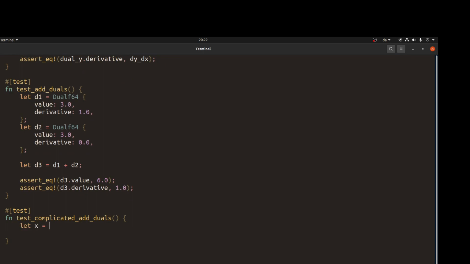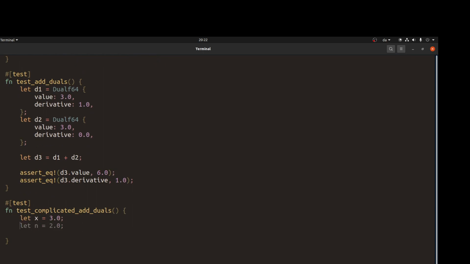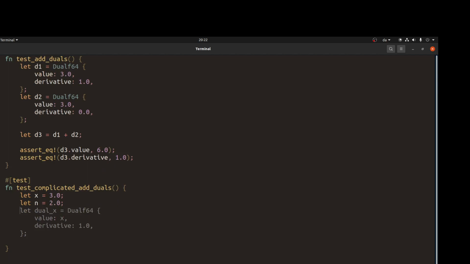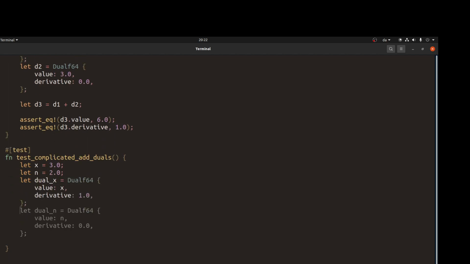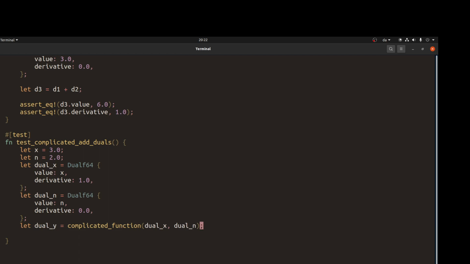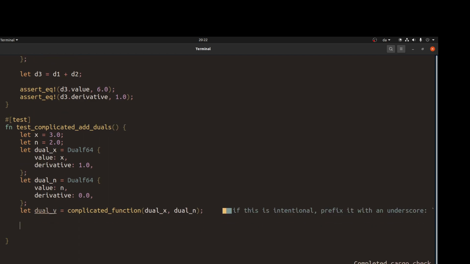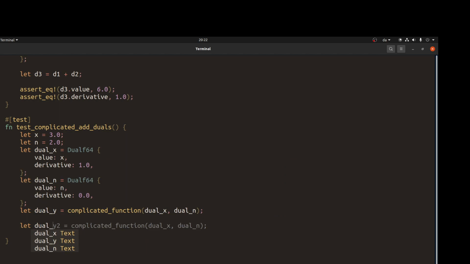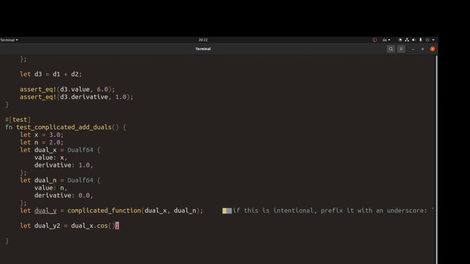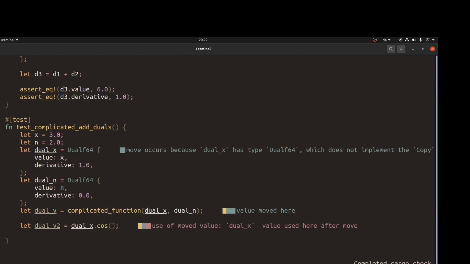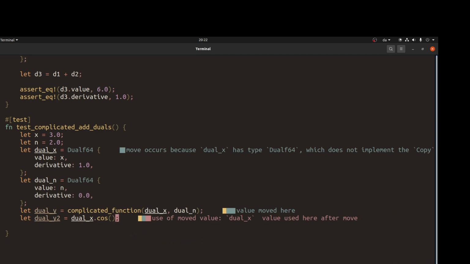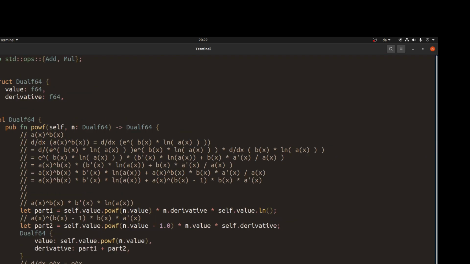What if we don't really know what they are? So we can say here's a dual x and the dual n we also need, and we can calculate this complicated function. Let's do another one that we say is dual x cosine. And that's annoying, so let's derive some things.